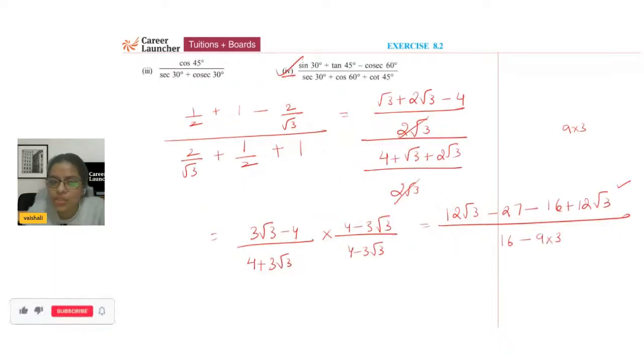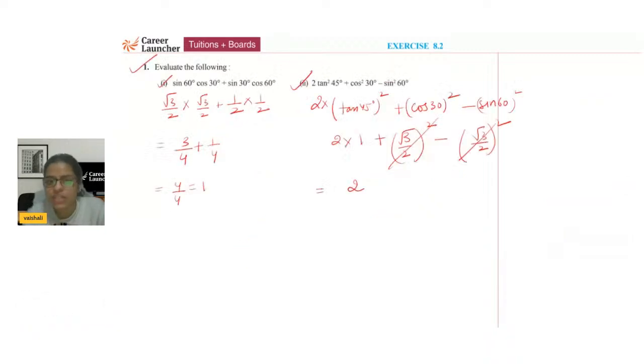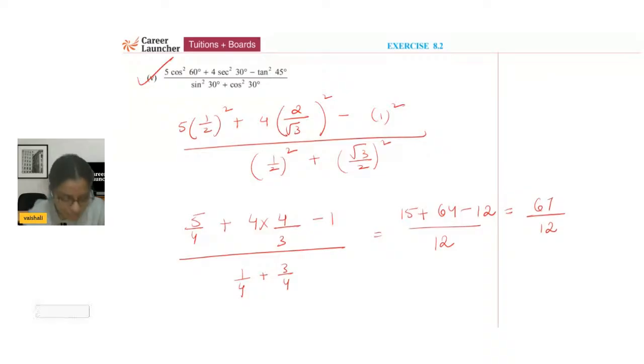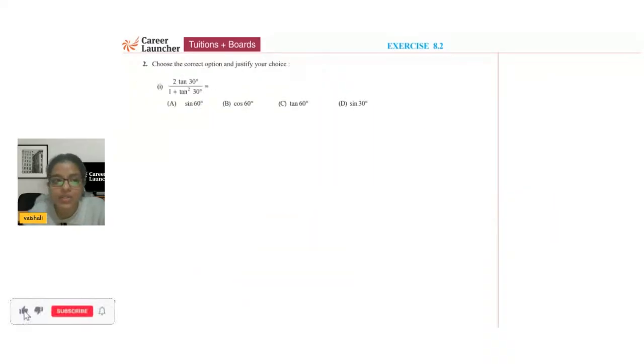So in the case of irrational numbers, if you're getting anything like under root 3 and under root 2, it's preferable that you rationalize the given function also. So we have looked at how many questions? 1, 2, 3, 4, and this is the fifth one. Now let us look at the next one.